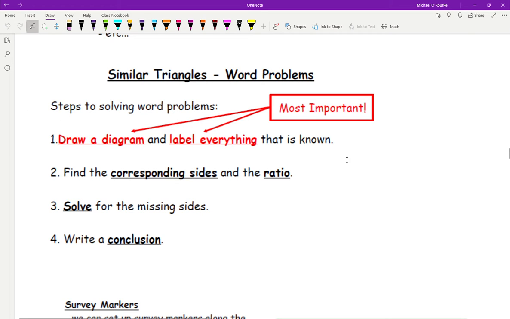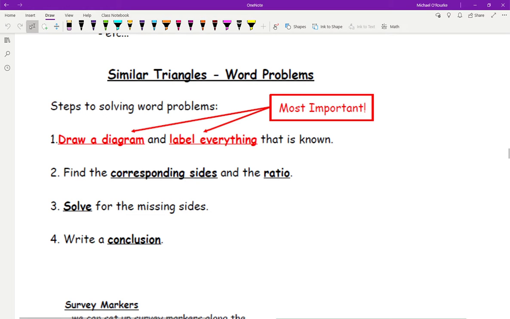So steps to solve this, right? Draw a diagram and label everything would be the first thing to do. Find the corresponding sides or ratios. So just like we did before, what sides match each other's sides. And then solve, then write your conclusion.